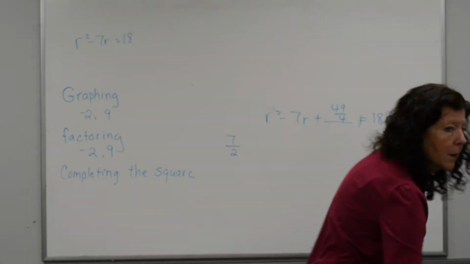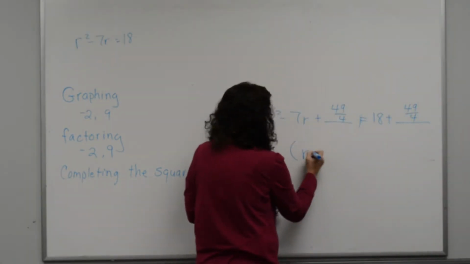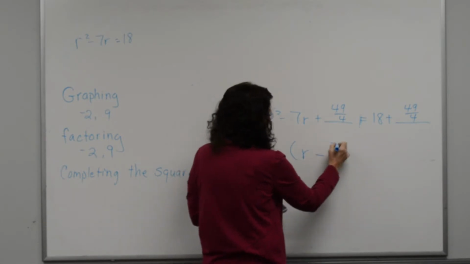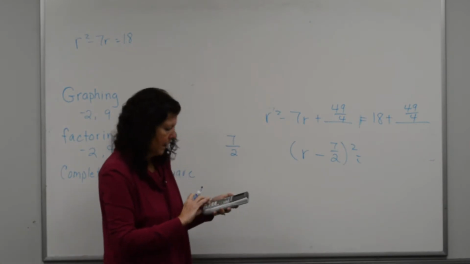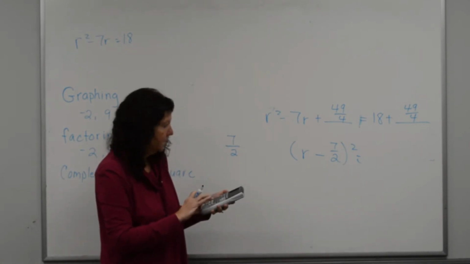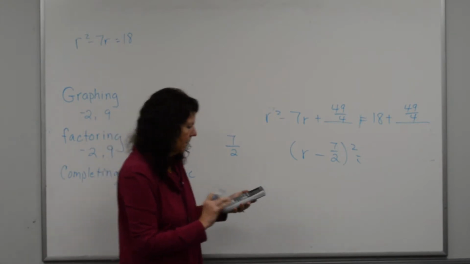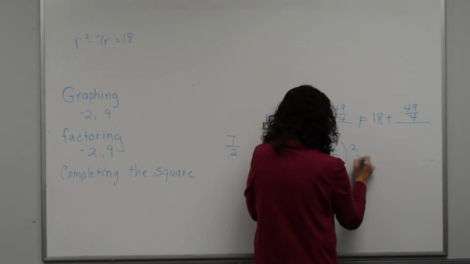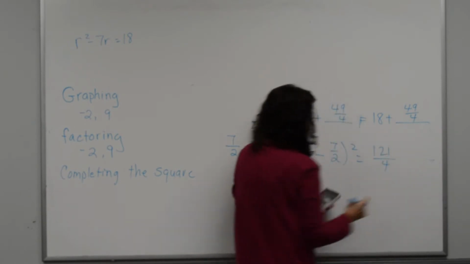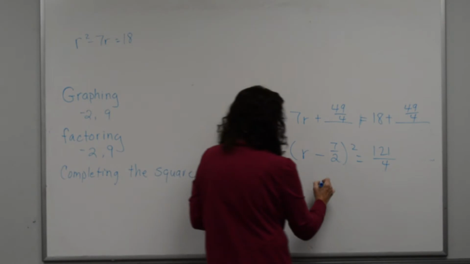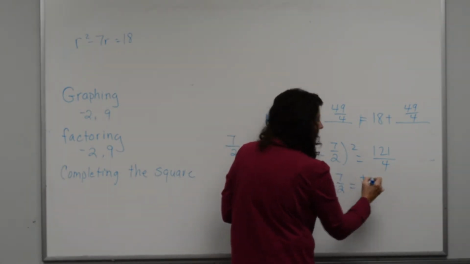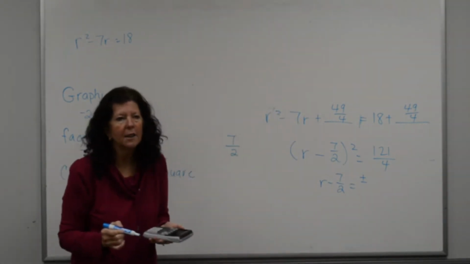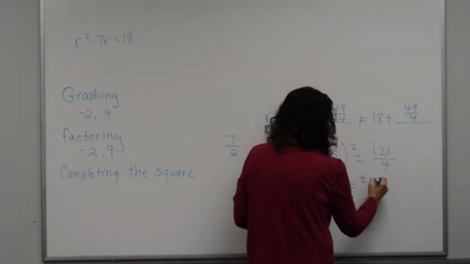Okay, when I factor this left-hand side, I have an r, this sign, minus 7 over 2 squared, and then I'm going to add those together. Okay, 18 plus 49 divided by 4. I'm going to convert it back, and I'm going to get 121 over 4. I'm going to take the square root of both sides, so I have r minus 7 over 2 equals plus or minus, that's what some of you forgot. You forgot the minus part of that. Okay, is 11 over 2.